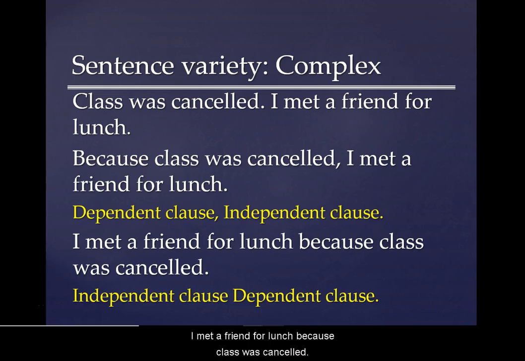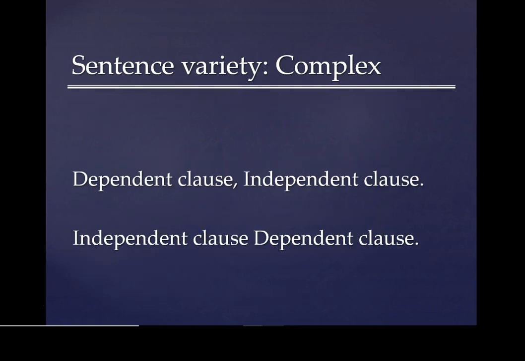I met a friend for lunch because class was canceled. In this instance, because is in the middle of the sentence, creating the dependent clause at the end of the sentence. I don't need a comma here. Remember, dependent clause, comma, independent clause, period. Independent clause, dependent clause, period.